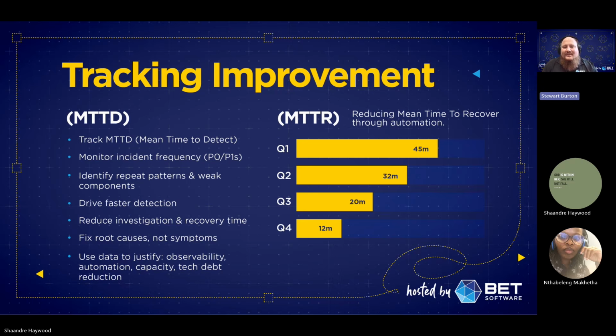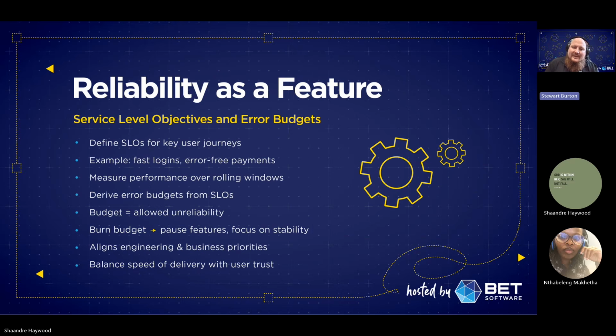Okay, so let's switch to the next slide. I'm going to discuss reliability as a feature. So we treat reliability as a product feature and not a background concern. So that means that we need to define some SLOs, and SLOs are service level objectives for key journeys, right? So an example of this would be, say, 99.9% of logins need to complete within 1 second, or 99.95% of payments complete without error over a 30-day rolling window, things like that.